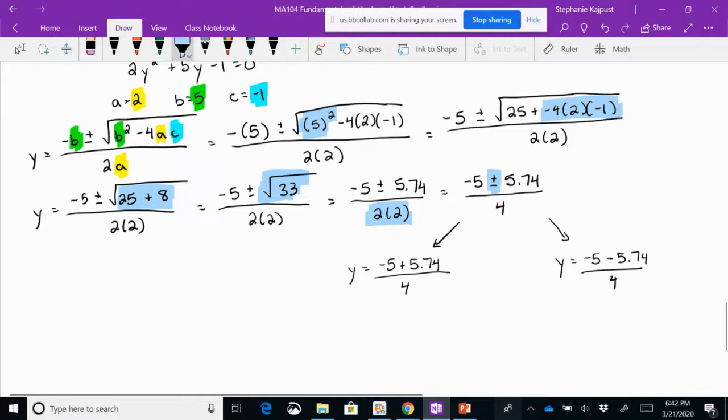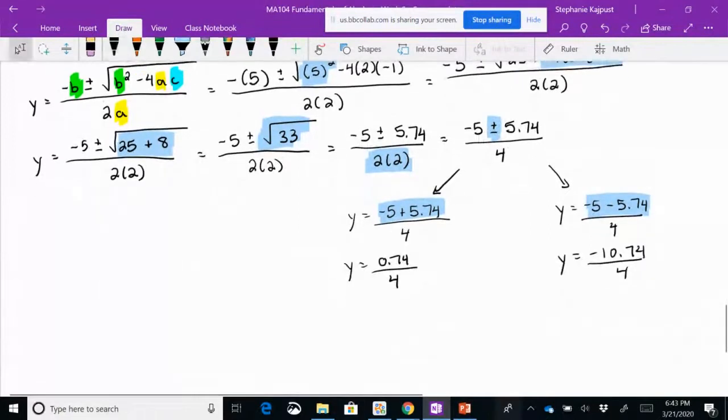Once you've written your 2 equations, now you're going to do that addition and the subtraction. So, y equals, I get -5 plus 5.74, so that comes out to 0.74 over 4. And then we have y equals -5 minus 5.74, -10.74 over 4.